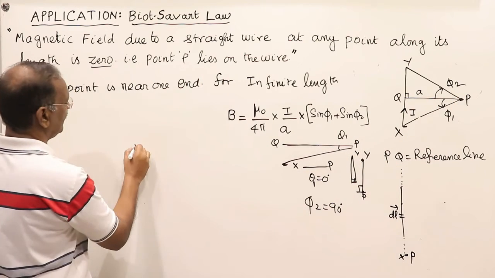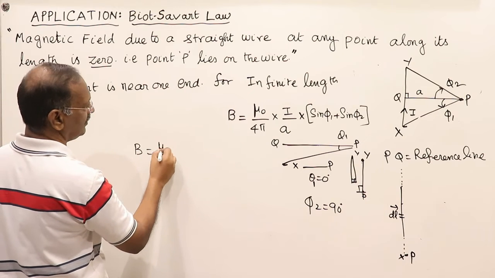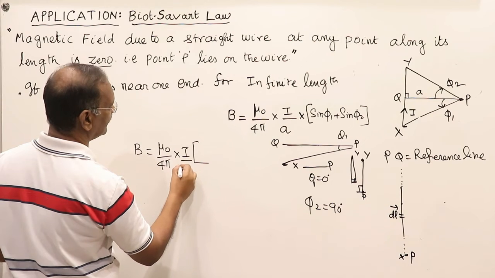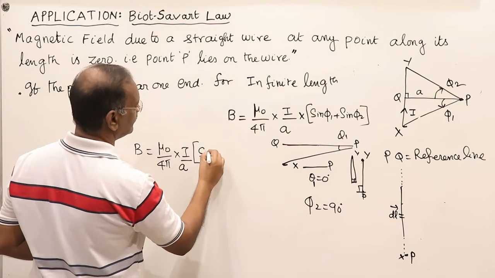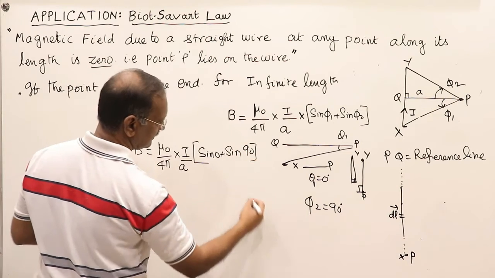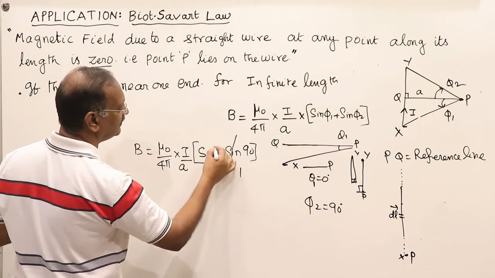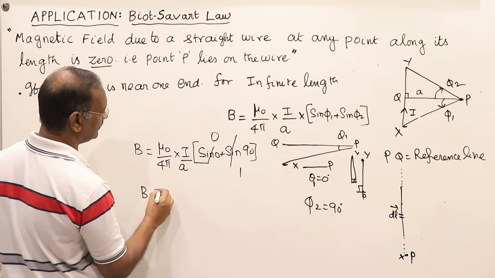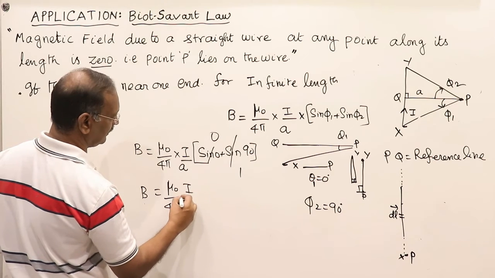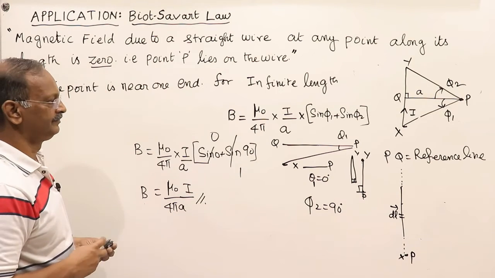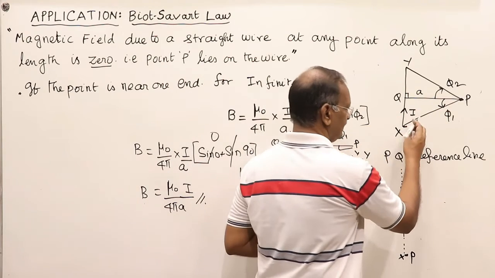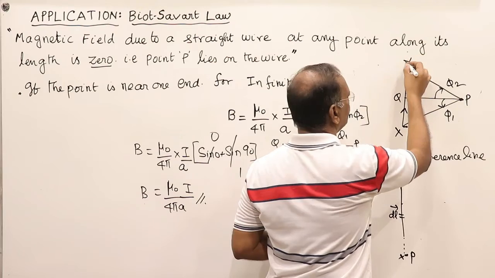In this case, the magnetic field is equal to mu naught by 4 pi into I divided by the perpendicular distance, into sine of 0 plus sine of 90 degrees. As sine of 90 degrees is equal to 1 and sine of 0 is equal to 0, B is equal to mu naught by 4 pi a into I. This is the expression when the point P is very close to one end of the conductor, and the conductor is of infinite length.